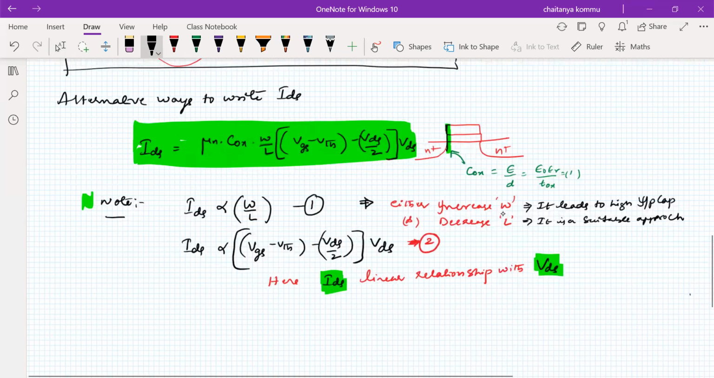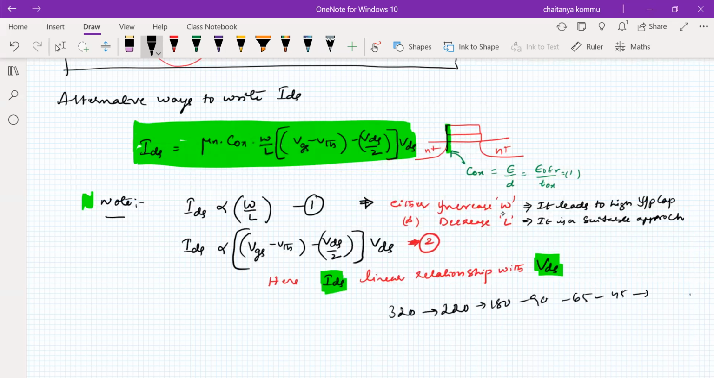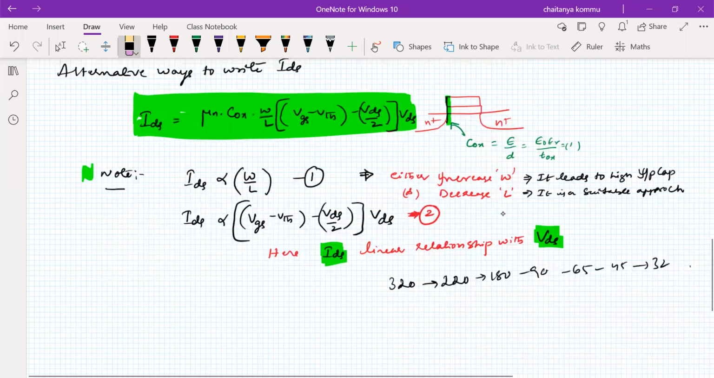Are you agree with me? That is the reason why people are trying to reduce the length of the channel. That's the reason they have gone from 320 nanometer technology to 180, 90, 65, 45, 32 nanometer technology. Like this, the length of the transistor is reduced. After 32 onwards, FinFETs came into existence, but up to 32 nanometer they were able to make the length of the transistor as small as possible, in order to increase the current value.